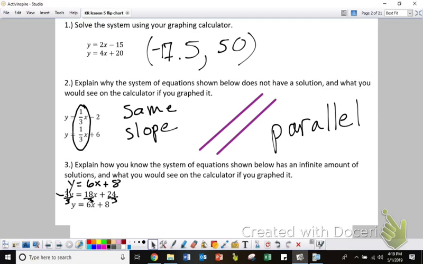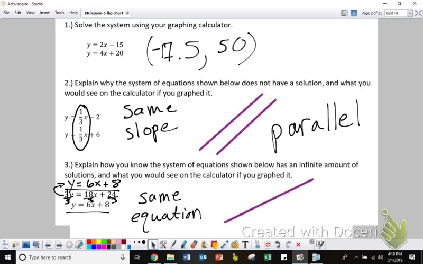Now that we have this revised equation, we should be able to see that this equation and this equation are the exact same thing. So it's the same equation. Because it's the same equation, if we would have my purple line, and then let's say I have a red line, they would literally lay right on top of each other. It doesn't even look like I have two lines because they are the exact same thing. So if we would have graphed this, it would have looked like the same line. So same equation means same line.